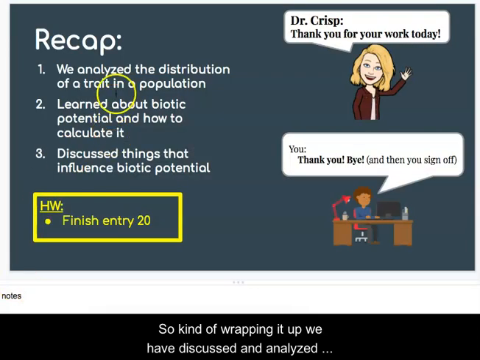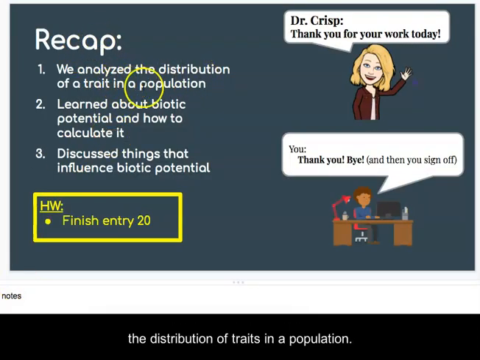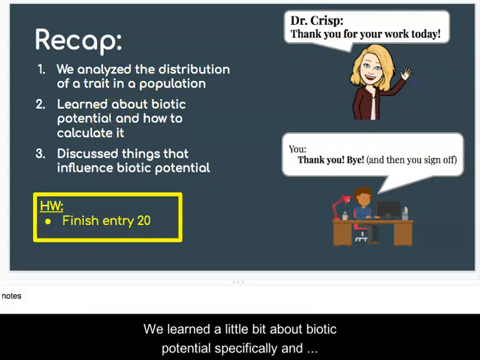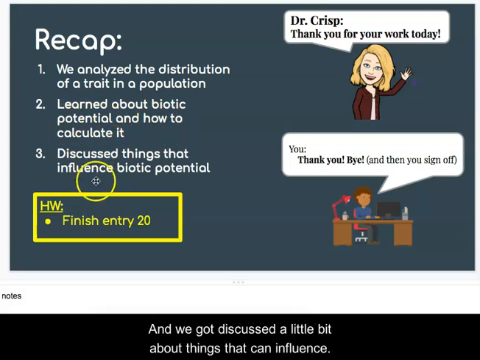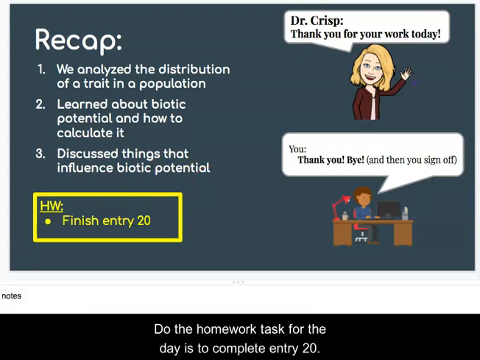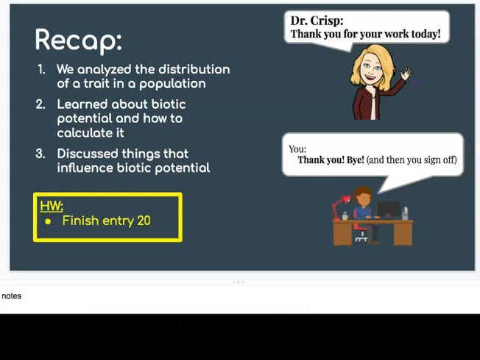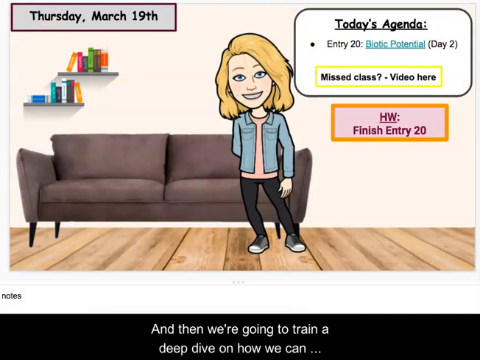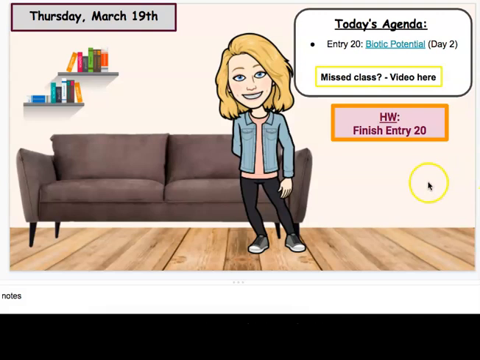So wrapping it up, we have discussed and analyzed the distribution of traits in a population. We learned a little bit about biotic potential, specifically how we calculated it. And we discussed a little bit about things that can influence biotic potential. So the homework task for the day is to complete entry 20. And then we're going to deep dive on how we can see shifts over time, the meat of evolution, next week. All right, that's it.